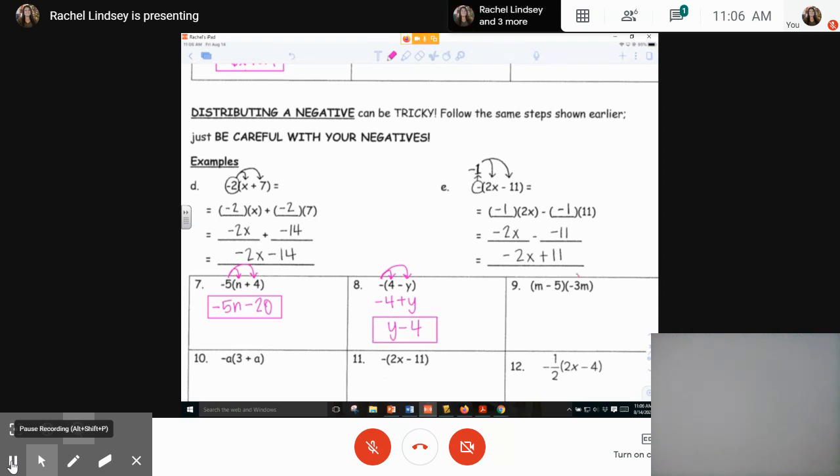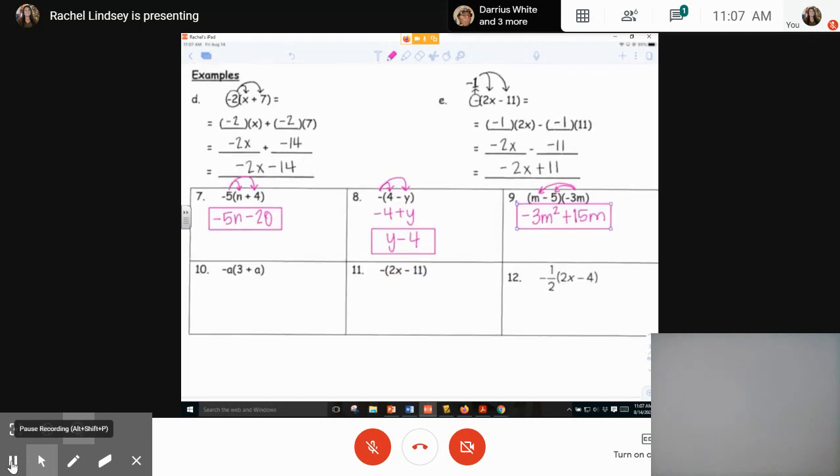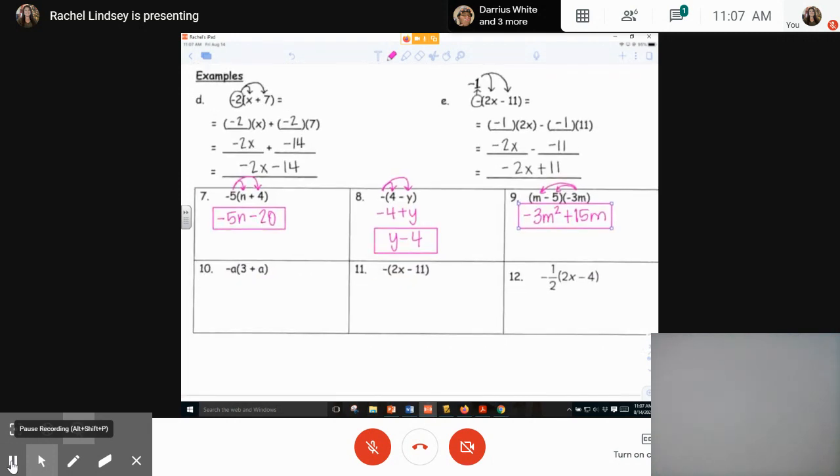Okay, then on number 9, negative 3m times m gives you negative 3m squared. And then negative 3m times negative 5. Negative times negative gives you a positive. So positive 15m. Okay, go ahead and try those last 3. Be careful with number 12 with that fraction.